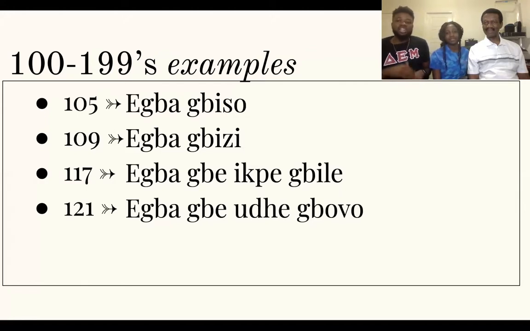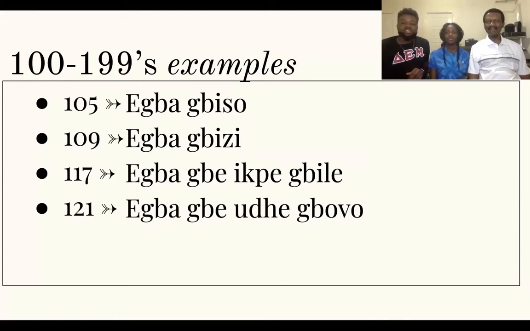If you didn't get that exactly right, don't worry. Just stick with us, and we're going to go through a lot more examples. Feel free to refer to our previous videos for more examples on how to do numbers below 100. One quick pattern to point out: for numbers where the suffix is below 10, like 105 or 109, we tend to pair the be and the following number together. So Egba Biso is 105 and 109 is Egba Bizi. But when the following suffix is above 10, like 117 and 121, we tend to leave them separated. So Egba Be Igbile or Egba Be Udet Bovo. You'll see a little bit more of this as we keep going.